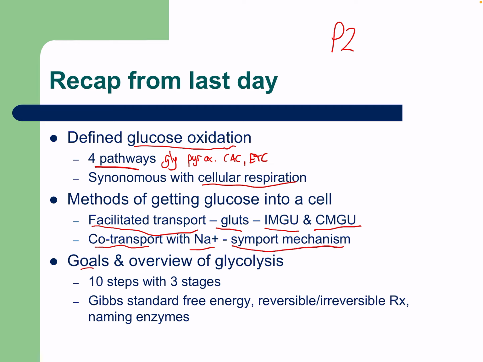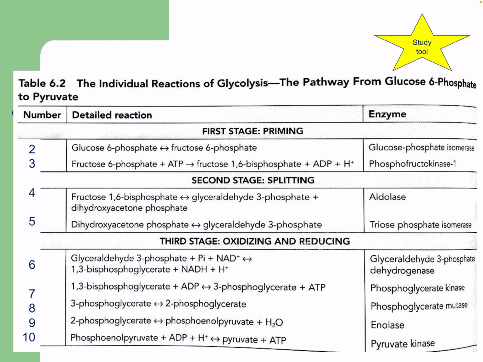We also talked about the goal and overview of glycolysis, looking at the 10 steps and the 3 different stages: initiating, priming, and splitting. We looked at our Gibbs standard free energy and looked at our reversible and irreversible reactions, as well as naming the enzymes. So again, here's a recap. We have our priming, splitting, and oxidizing-reducing stage, and all those steps from 1 to 10.